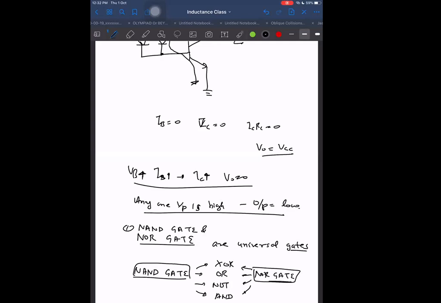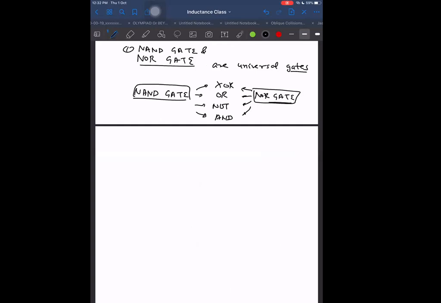Now, somebody said NOT gate. NOT gate is easiest to form using the NAND gate. This is a NAND gate. Just do one thing. NOT gate does not have multiple inputs. It has just one input. Join these two inputs together and give a single input here. Then it becomes a NOT gate. It is a NOT gate made using NAND gate. It is a single input now.